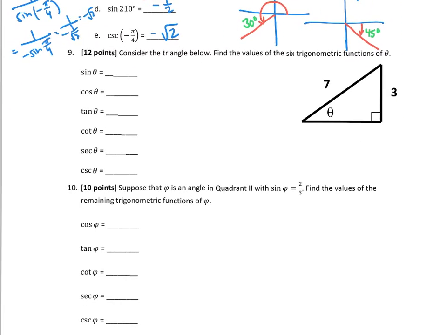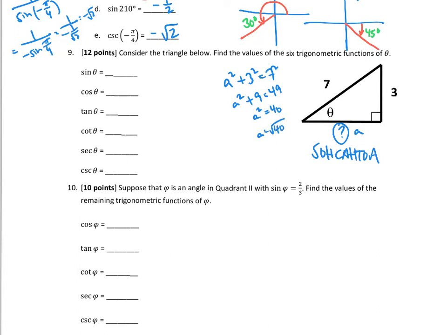This time we have a triangle, so again, we're just remembering SOHCAHTOA. But we also need to figure out the length of this mysterious side over here. So maybe we'll call that a, and we'll know that a squared plus 3 squared equals 7 squared. So a squared plus 9 equals 49. So a squared equals 40. So a equals the square root of 40.